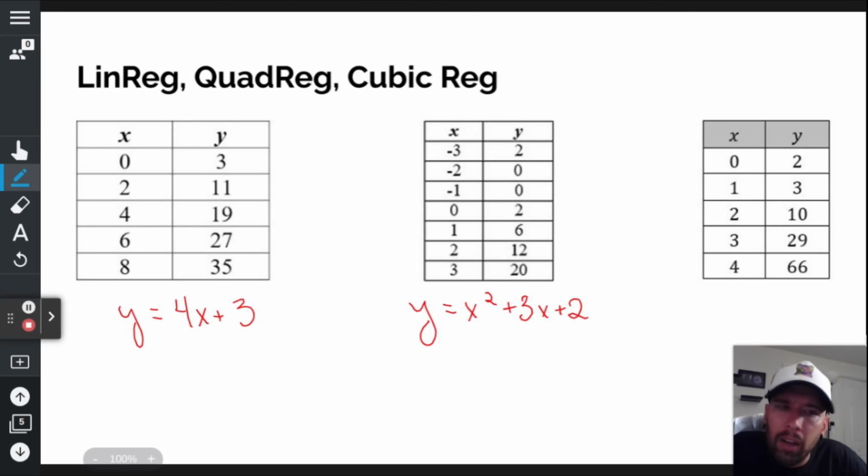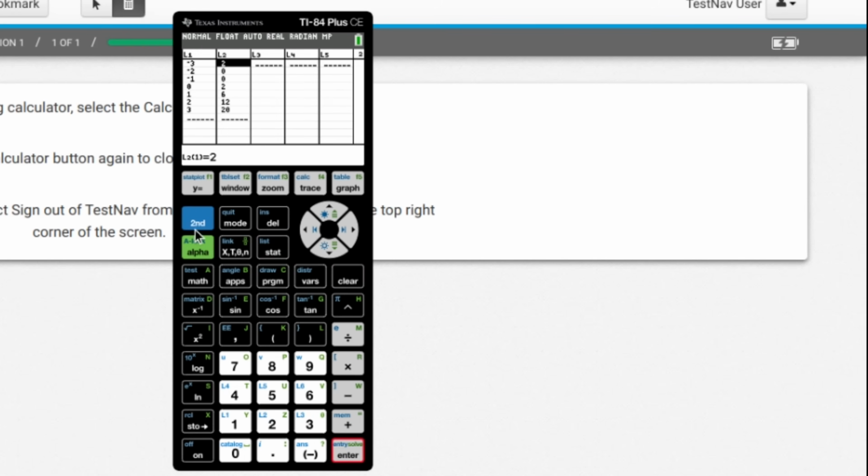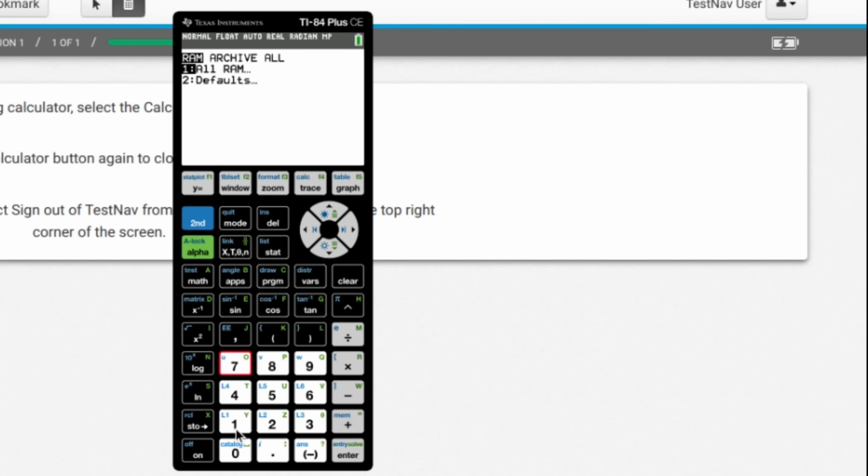Let's go to this guy right here, cubic. CubicReg, or Cubic Frog, which is a company that makes toddler games. I would know, I have a toddler. If I hit stat, edit, just like I did last time, there's a mess there. So it wouldn't be the worst idea to hit second plus 7, 1, 2 to clear anything. Now, if you have your own personal calculator and you have stuff saved, you don't want to do this, but this is from the internet, so I don't care.